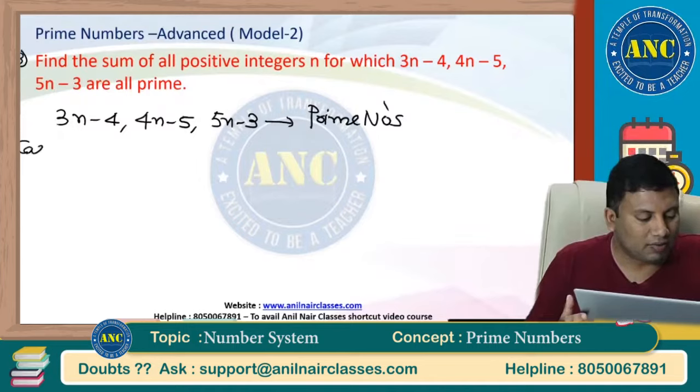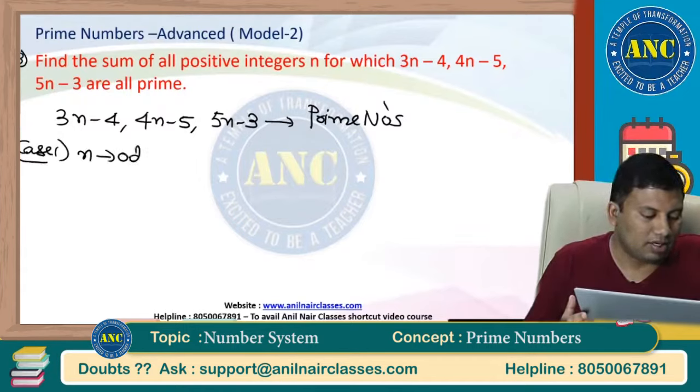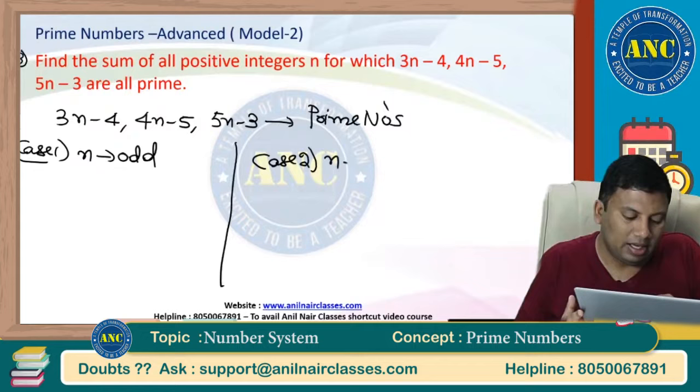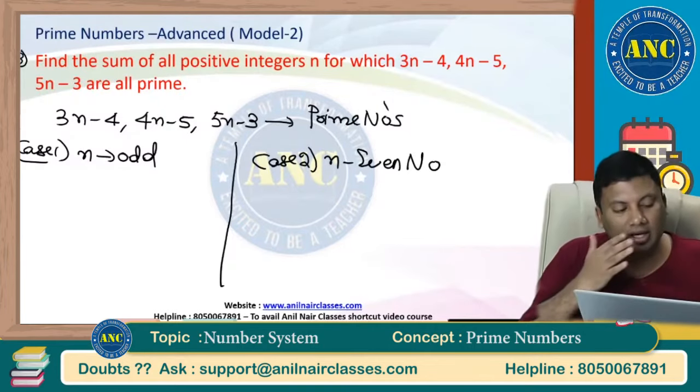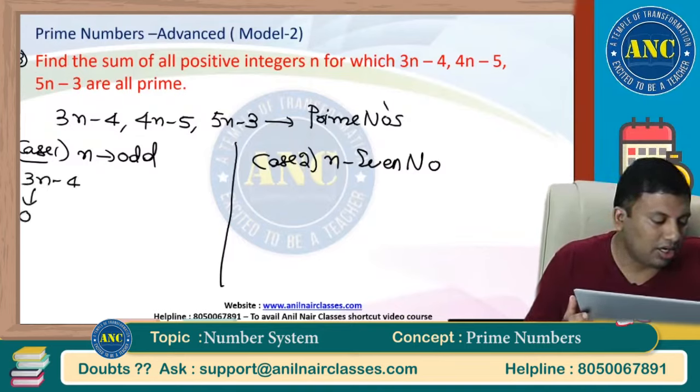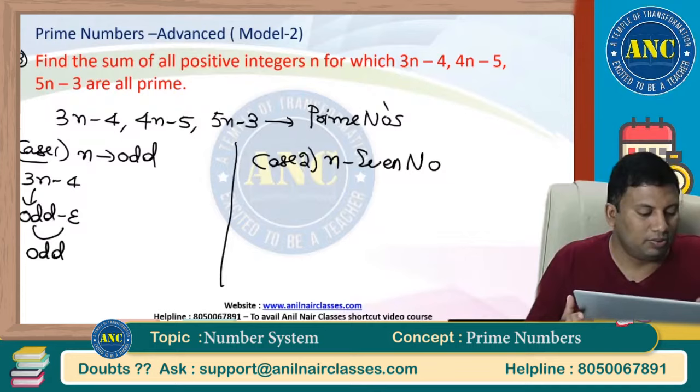Case number 1. N is an odd number. Case number 2. N can be an even number. So, 3n minus 4. 3 is an odd number. Odd into odd, odd. 4 is an even number. Odd minus even is odd, possible.